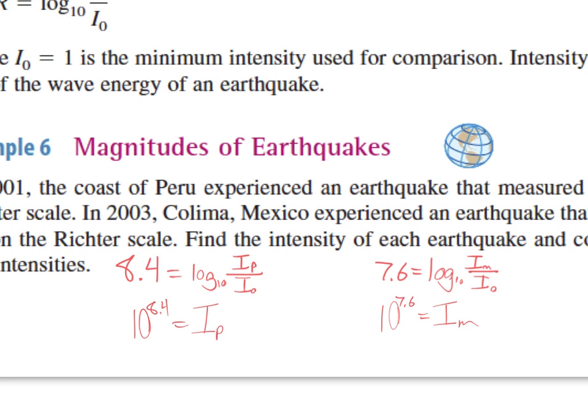Alright? Okay. So, even though on the Richter scale it was only a 0.8 difference, it's actually a difference of 10 to the 0.8 power in intensity. So every unit on the Richter scale is actually 10 times stronger than the previous one.